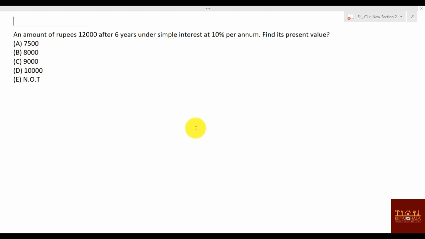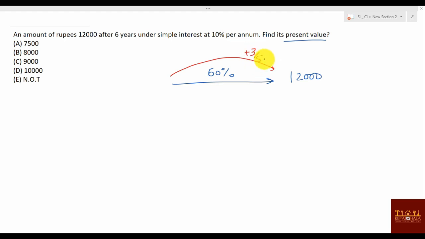What amount of rupees 12,000 after 6 years under simple interest at 10% per annum? An amount of rupees 12,000 after 6 years under simple interest at 10% per annum. Present value they have to find. Means present value you have to find: 10% for 6 years means 60%, that is given as 12,000. One way is you can say 160% is 12,000, and then you can find 100% value. Another way you can say 60% increment means plus 3 by 5, so here decrease will be minus 3 by 8. Solve. We'll be getting the answer.